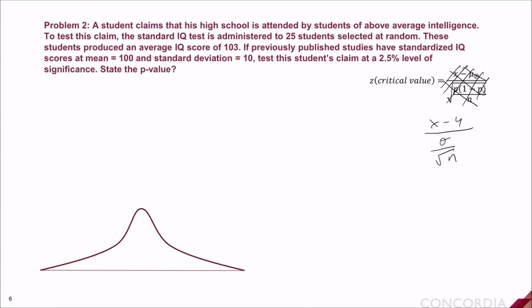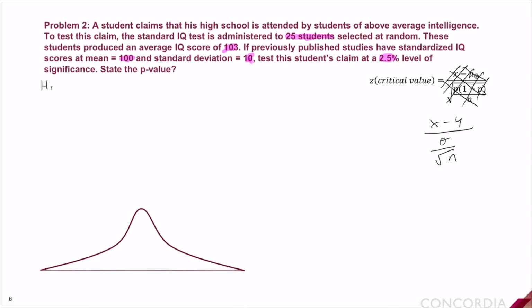So now let's highlight the important information the problem gives us. It tells us 25 students wrote the exam, which would be our n, and they had an average score of 103. However, the population has an average score of 100 with a standard deviation of 10, and they gave us a significance level of 2.5%. So now the first step is to state both hypotheses.